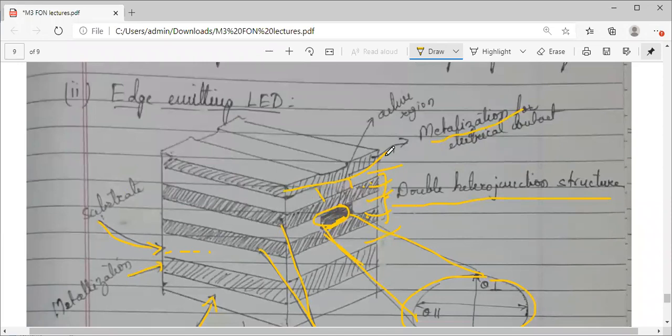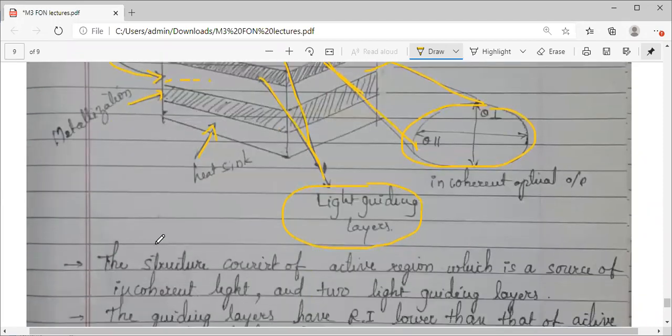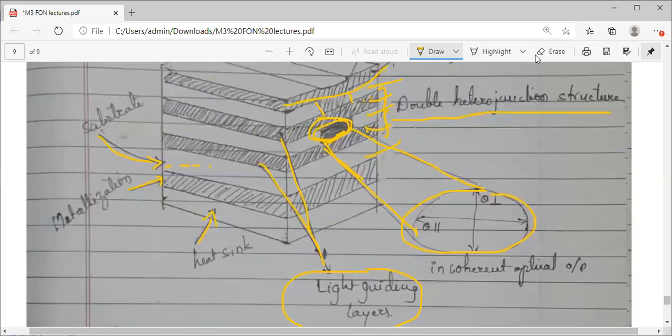Many layers are there. You have the metallization layer, 2 confinement layers. At the center you have the active layer. The structure consists of the active region. Here, which I have shown you here, this is your active region.